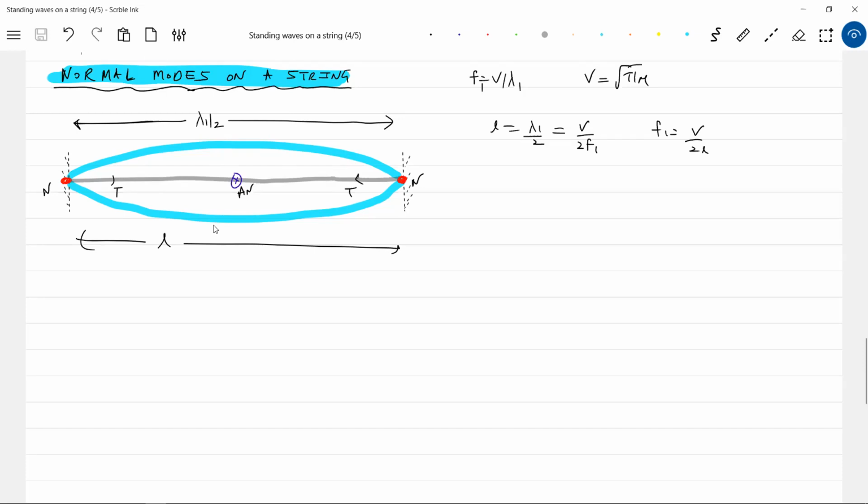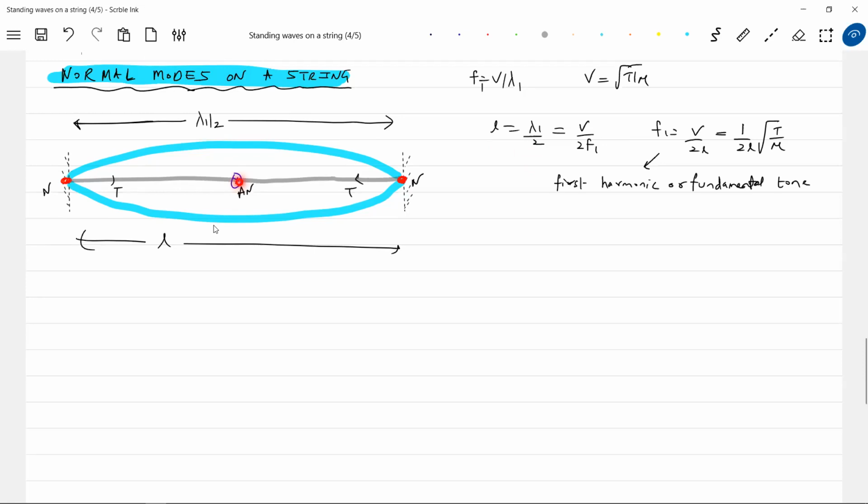So what is V? V is the square root of T by mu. So further, F1 will be V by 2L. This is called the first resonance, or the first harmonic, or the fundamental tone. What is the length of the rope? The length of the rope will remain the same as it is, L equals lambda by 2.